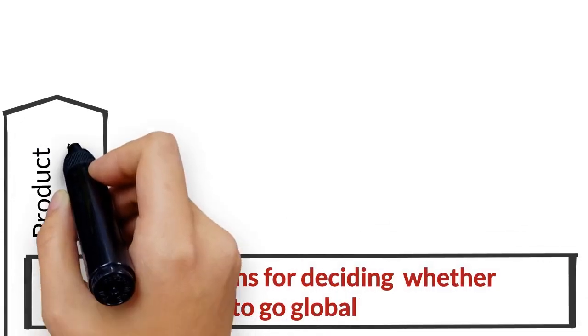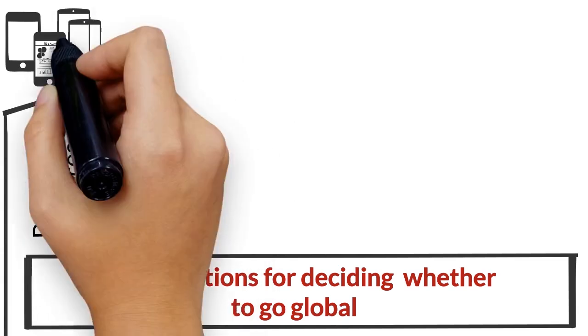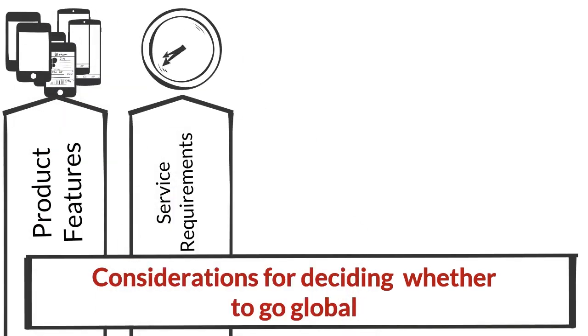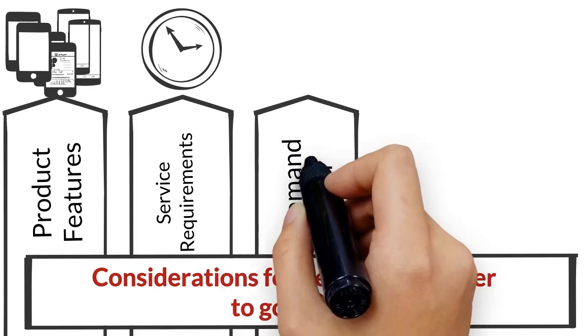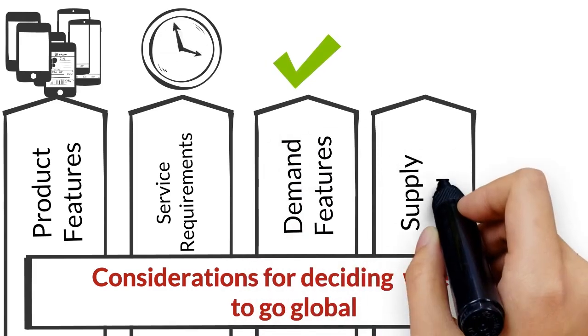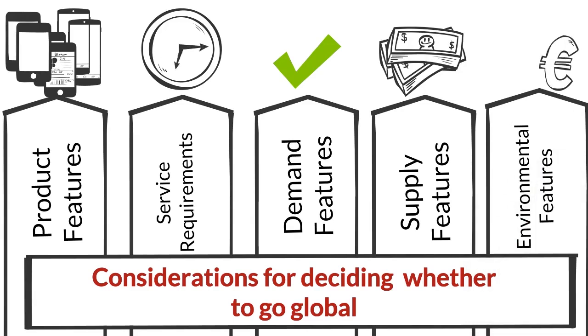Considerations that could affect these decisions are product features, is there a large variety, do they expire, etc. Service requirements, what are the lead time expectations? Demand features, how accurate can the forecast be? Supply features, what is the availability of goods locally? What are the costs locally and globally? And lastly, environment features, such as considering the exchange rates.